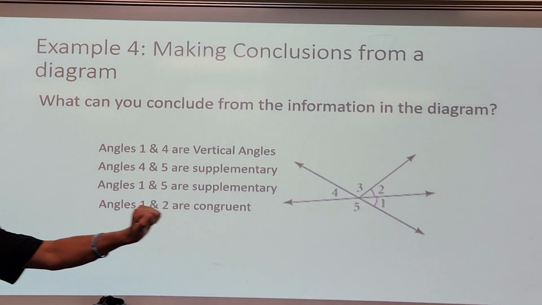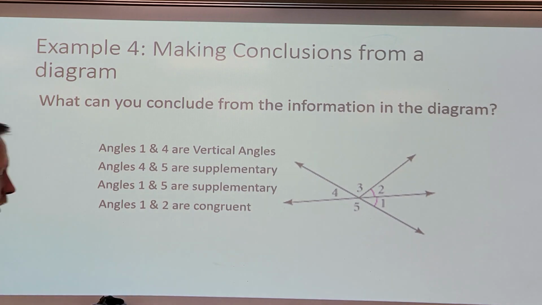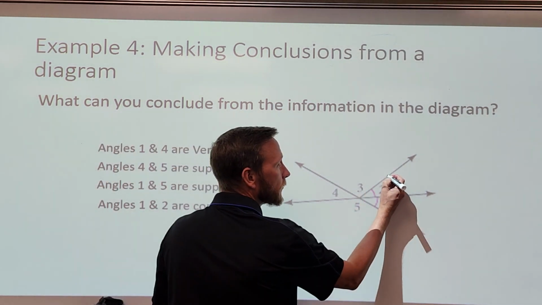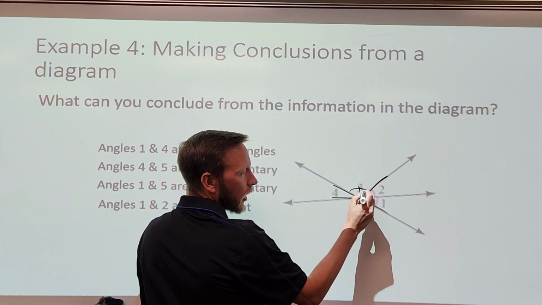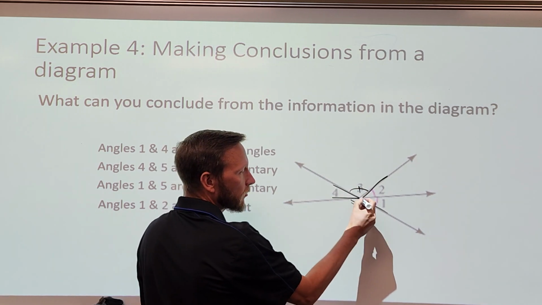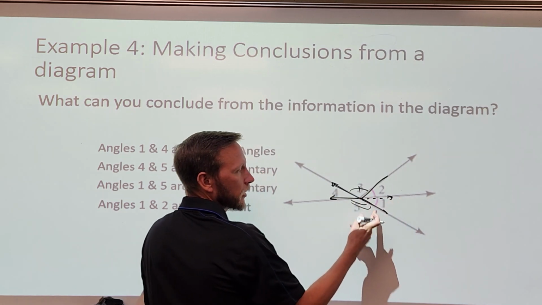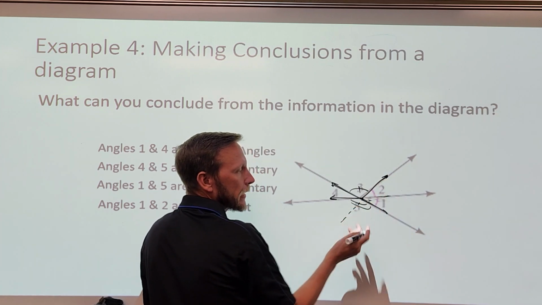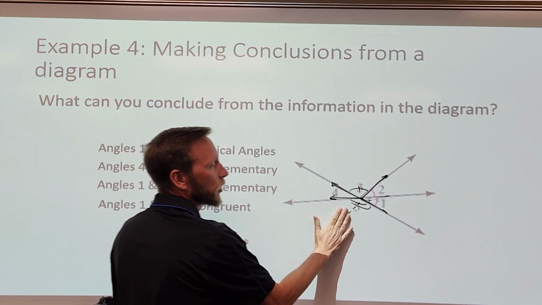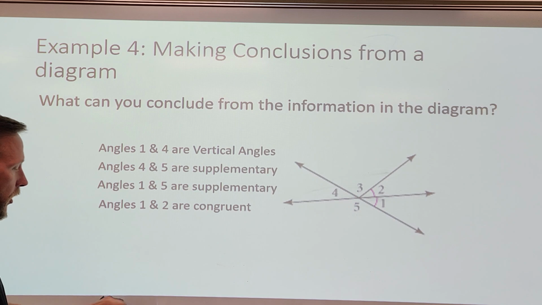1 and 4 are vertical, 1 and 2 are congruent. 1 and 5 are supplementary, 4 and 5 are supplementary. Do you notice that 3 and 5 are not vertical angles? This angle and this angle are not vertical angles because while we have one pair of opposite rays here, this one doesn't have its buddy as a side for angle 3. And likewise, this side for angle 3 doesn't have its buddy here cutting through angle 5. And so we do not have a pair of opposite rays or pairs of opposite rays for angles 3 and 5.